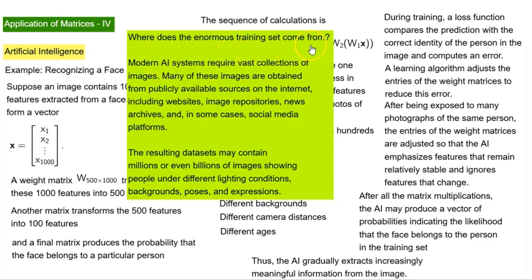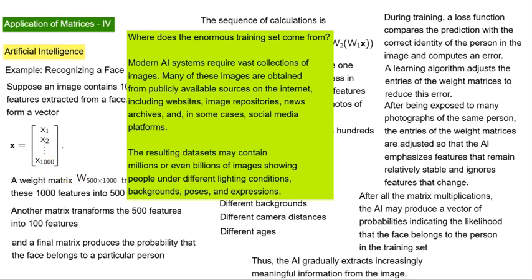Now, where does this enormous training set come from? Modern AI systems require vast collections of images. Many of these images are obtained from publicly available sources on the internet, including websites, image repositories, news archives, and in some cases, social media platforms. The resulting data sets may contain millions or even billions of images showing people under different lighting conditions, backgrounds, poses, and expressions. Just have a look at your own photo library, and you will realize that there is a huge collection of photos.